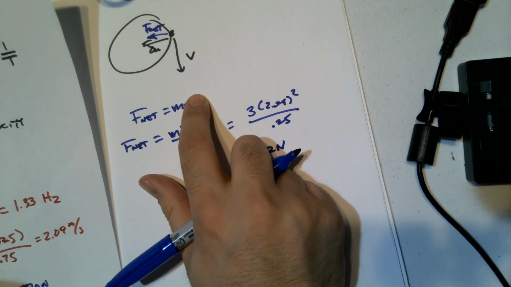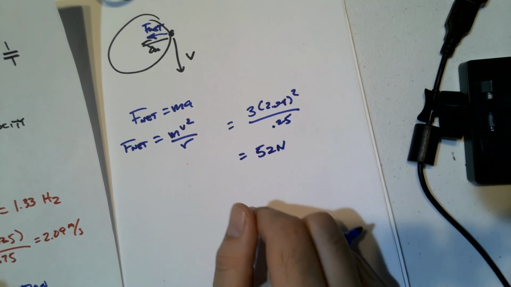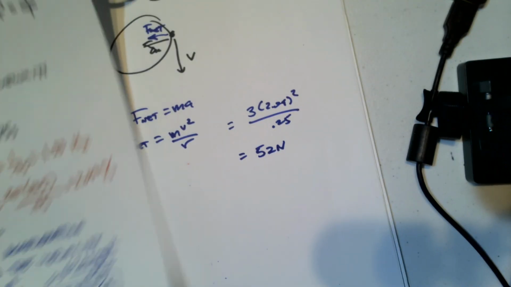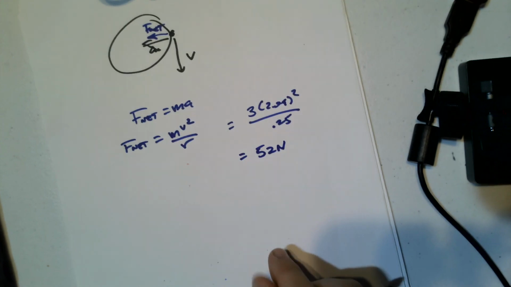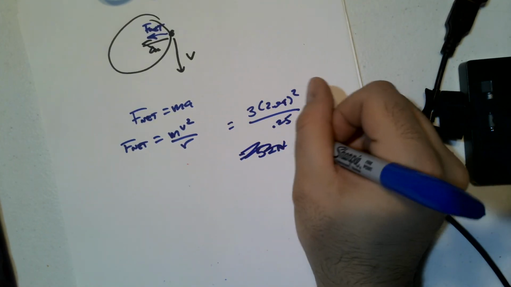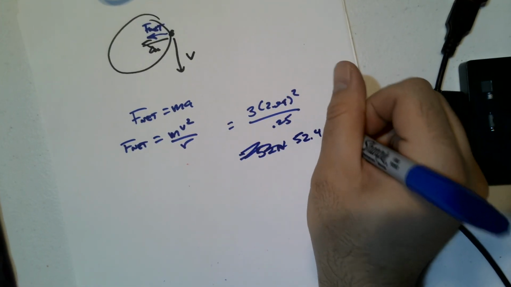So you can actually use this or this. It's up to you. You'll get the same answer either way. So if we took our value of A here and put it into there, we would still get the same 52 newtons, 52.4 newtons if I want to be a little bit more exact.